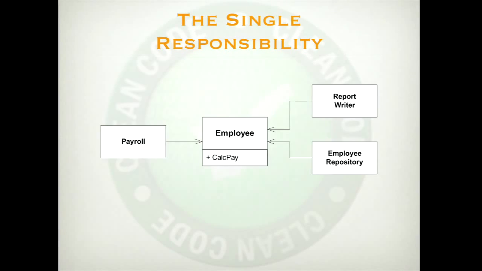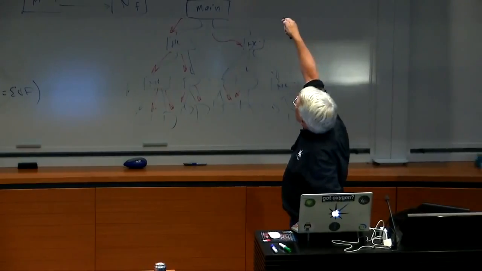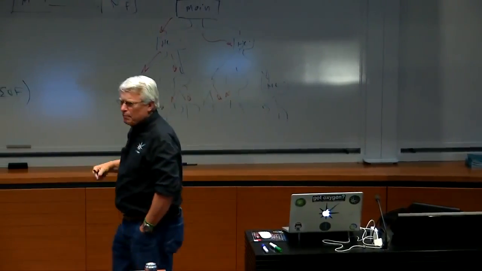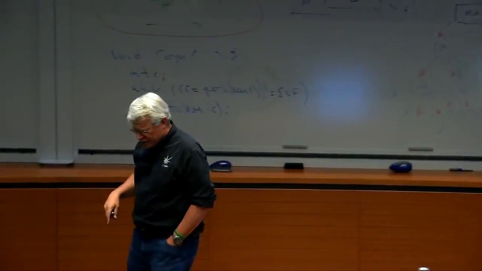You could create an employee which has the calc pay method. You could create other classes like the report writer and the employee repository that speak to the employee method and manage to do their jobs. That's a possibility. Although I don't much like that, because these guys now depend on that. And if there were a change to calc pay, these guys would have to be changed. They would have to be recompiled and redeployed. I don't much care for that.